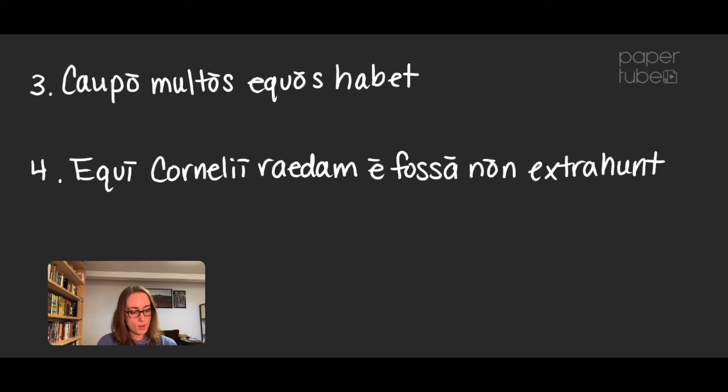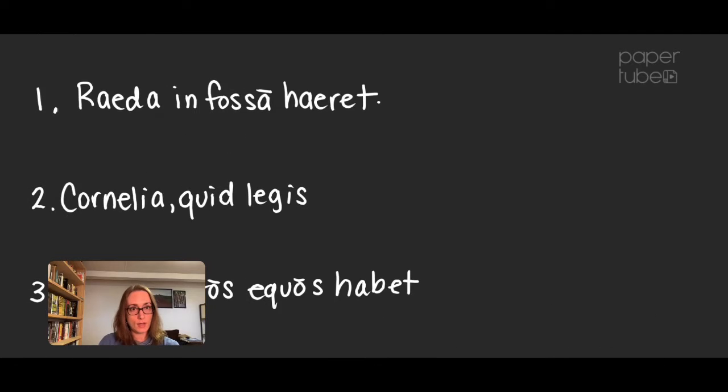So in number 1, we have "raeda in fossa haeret," which happens to be "the carriage is stuck in the ditch." We have to make this verb into the imperfect tense and then translate the whole sentence correctly using the imperfect verb that we came up with.